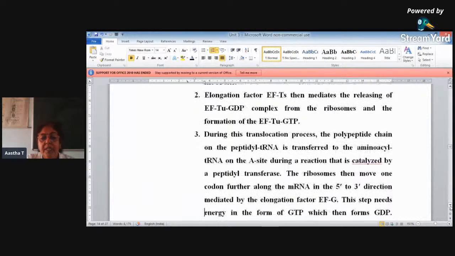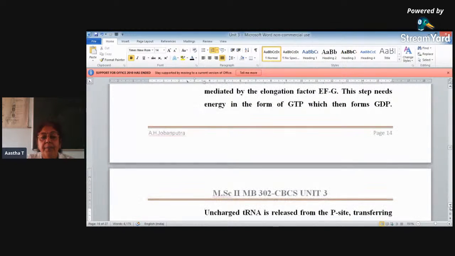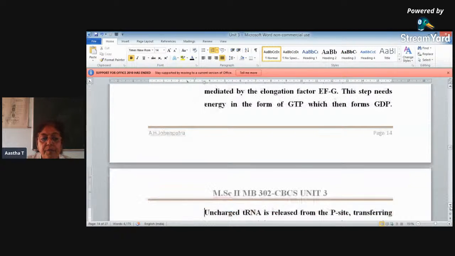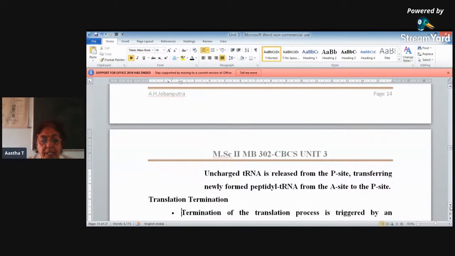The ribosomes will then move along the codon in the 5' to 3' direction. This is also again mediated by elongation factor G. This step also requires energy in the form of GTP. Uncharged tRNA will be released from the P site, and finally the tRNA will leave from the exit site.